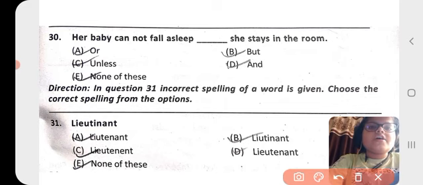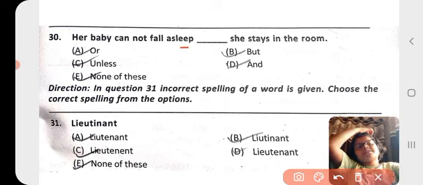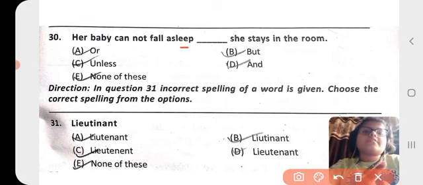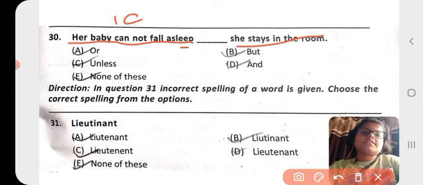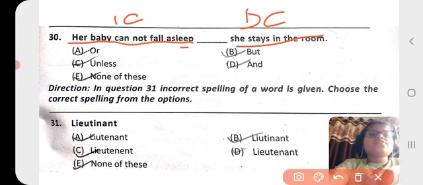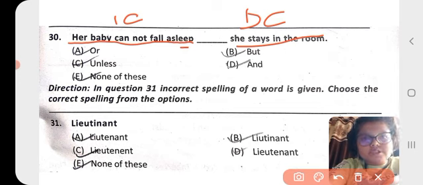Question number 30. A baby cannot fall asleep dash she stays in the room. Here we have to use subordinating conjunctions, because this statement is an independent clause and this statement is a dependent clause. Whenever we see this kind of sentence, we always use subordinating conjunctions. The only subordinating conjunction in the options is unless.